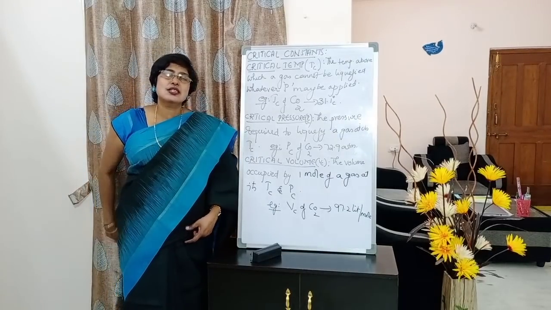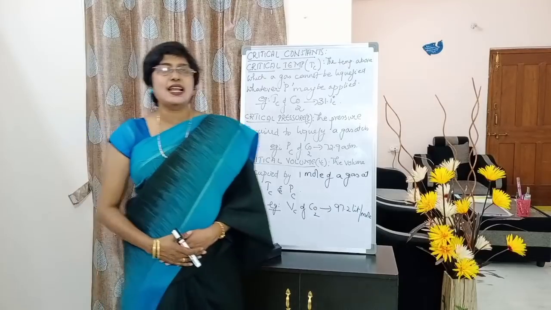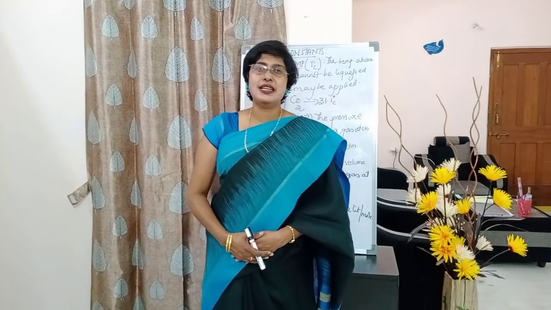Okay, students, so this is all for today's class. We have learned a very interesting and important essay question, Andrews isotherms of carbon dioxide, and a short answer question, that is critical constants. Please carefully write down all the points in your notebook, and also study well. Please don't neglect. Immediately after the class, complete learning the topic. Then it will be easy for you at the time of exams.